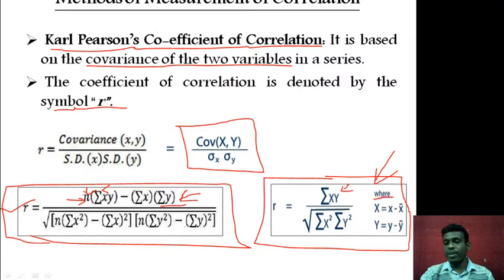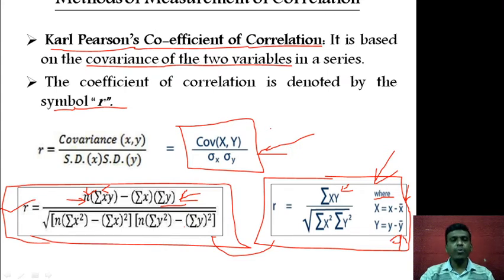Capital X is equal to x minus x bar, that is the mean of x. And capital Y is equal to y minus y bar, that is the mean of y. Don't worry if you're not understanding this, it will be much more clear when you are solving the problems. So these are the two main formulas that you're going to use when solving the problems, and this also can come in some instances. We shall take one problem on this type also.